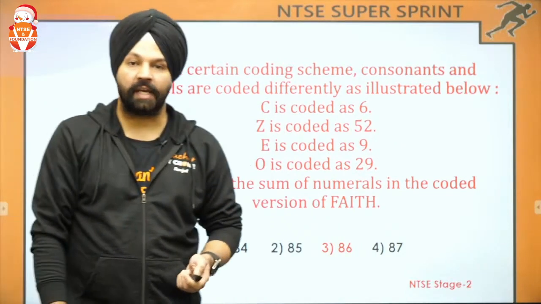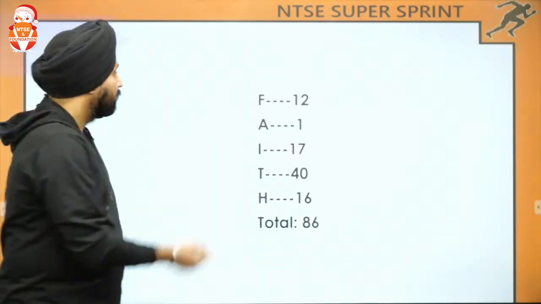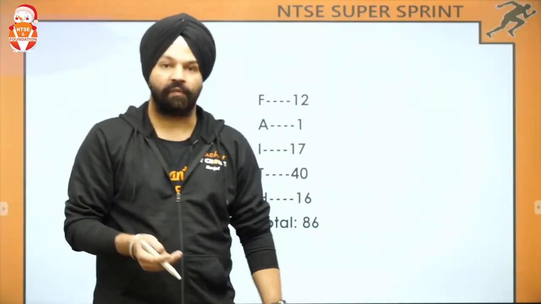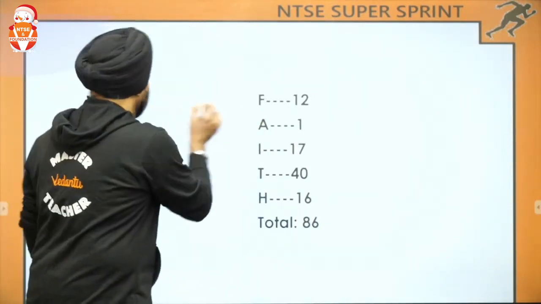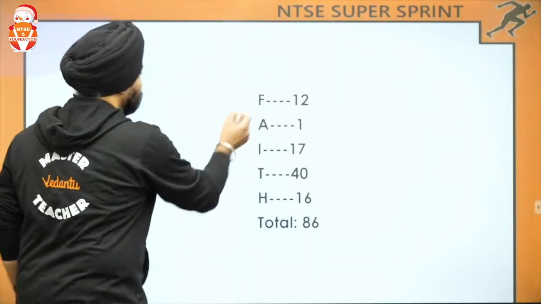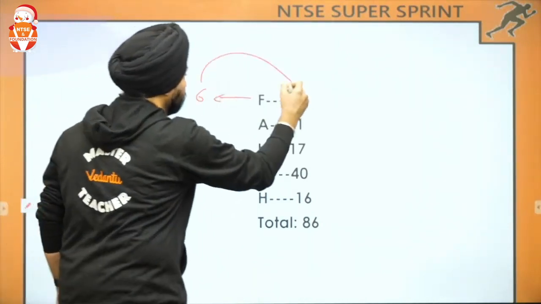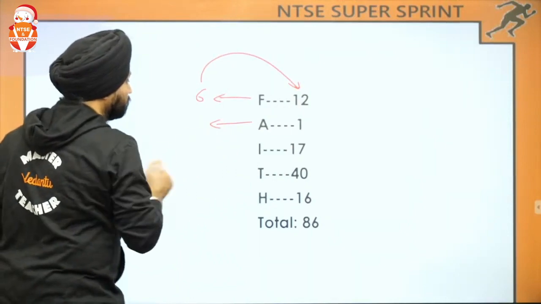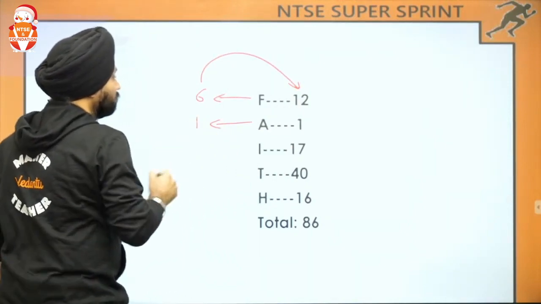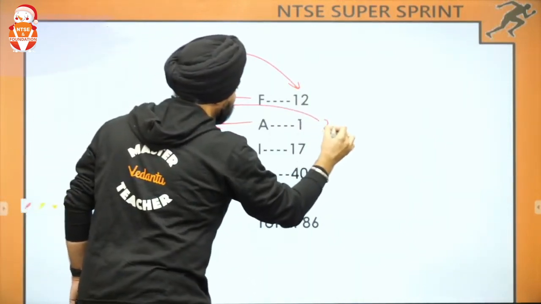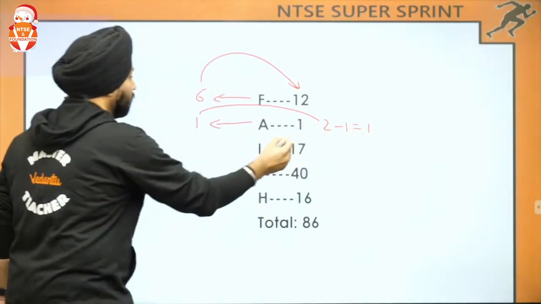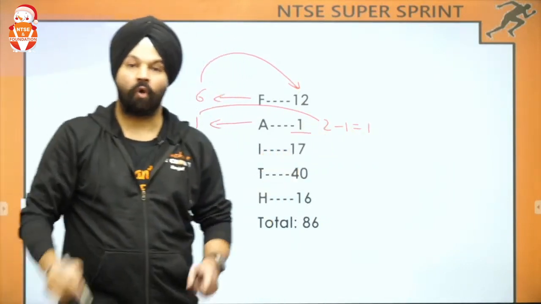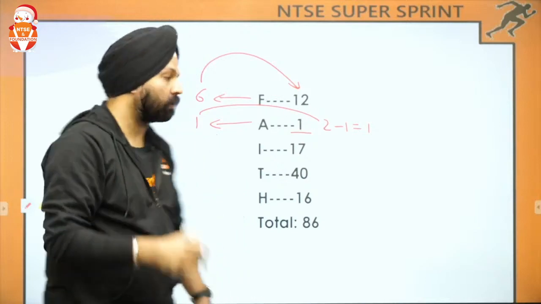Answer is 86. And why it is so? देखिए फटाफट. F, A, B, C, D, E, F. So the value of F is 6. It is 12. A, that is 1. Double is 2, but it is a vowel, so the value remains the same. For vowels, he is doubling and subtracting 1.